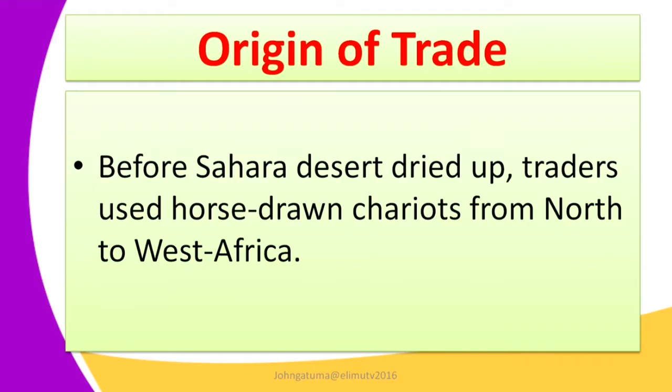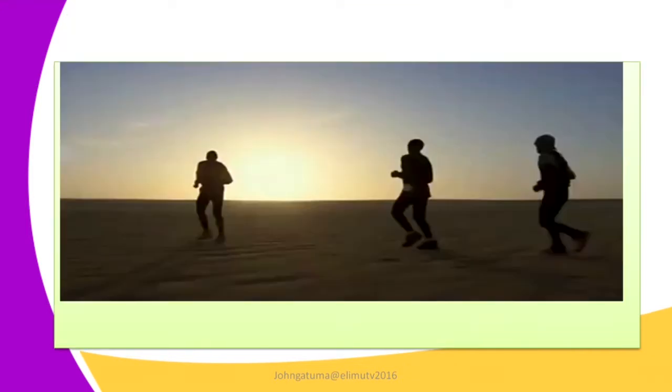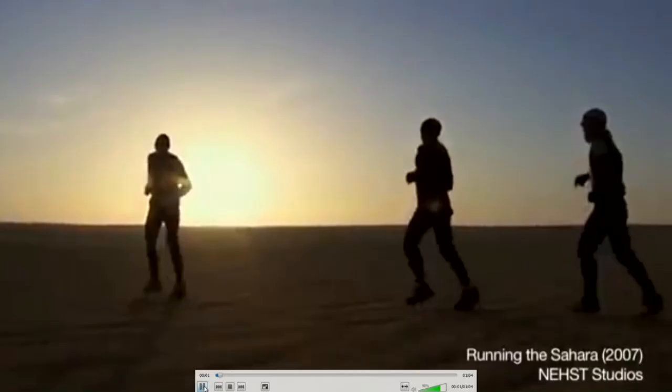But again, because this desert dried up, we shall see another animal that came, and this is the use of the camel, which is actually the ship of the desert. We shall discuss it later in this class. So let us have a look at this video. We see the process in which the Sahara Desert dried up.